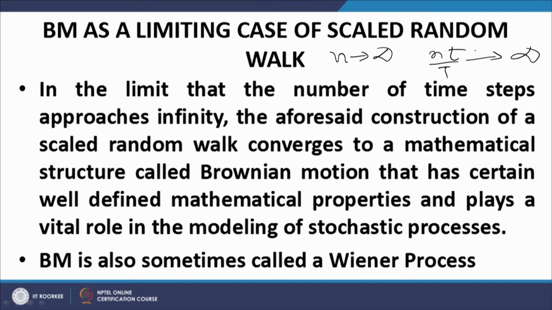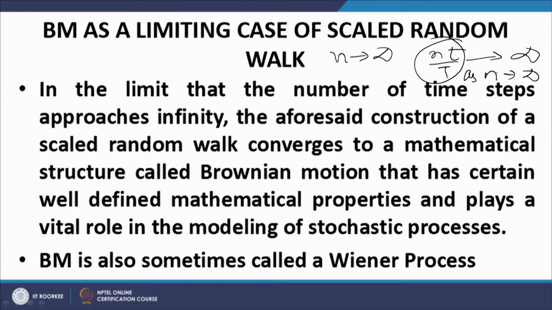So, as far as the limits are concerned, taking the limit with n tending to infinity would give you identical results as taking the limit n t upon capital T tending to infinity, because small t upon capital T is a finite quantity, and therefore, when you multiply a finite quantity by a quantity which is approaching infinity, the result remains unchanged. This quantity will also approach infinity as n tends to infinity.